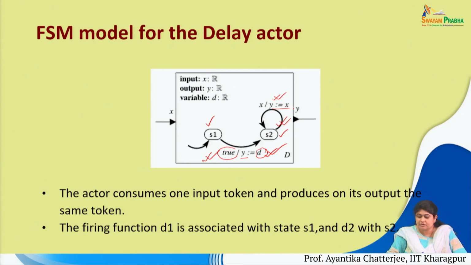As we have divided the whole actor operation into firing functions, according to those firing functions we can decide the states, the state outputs and the state transition conditions. Here the firing function D1 is associated with state 1 and D2 with state 2. From the firing functions we have identified the states and then gradually the state transition conditions. So these firing functions are finally defining the actor outputs.